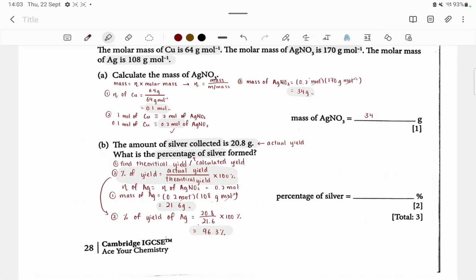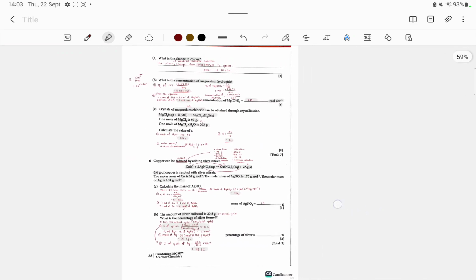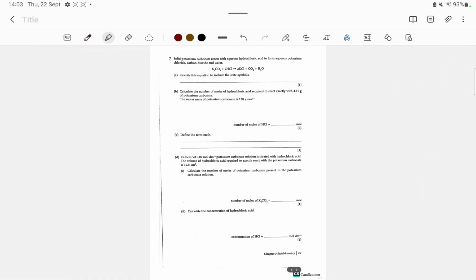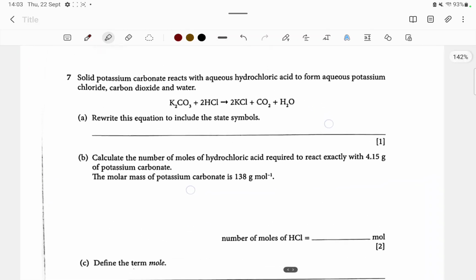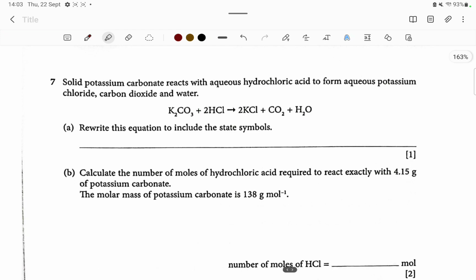Let's look at number 7. Wow. I think we can do until C. Okay. Solid potassium carbonate reacts with aqueous hydrochloric acid to form aqueous potassium chloride, carbon dioxide, and water. This is the equation. Okay. A. Rewrite the equation to include the state symbols.